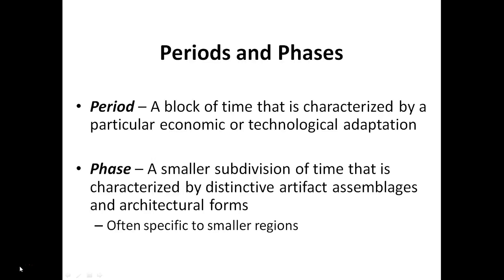Archaeologists divide time into periods and phases. A period is a block of time that is characterized by a particular economic or technological adaptation, while phases are smaller subdivisions of time that are often characterized by distinctive artifact assemblages and architectural forms, particular types of pottery, particular types of houses, and phases are often specific to even smaller regions than the larger general periods.